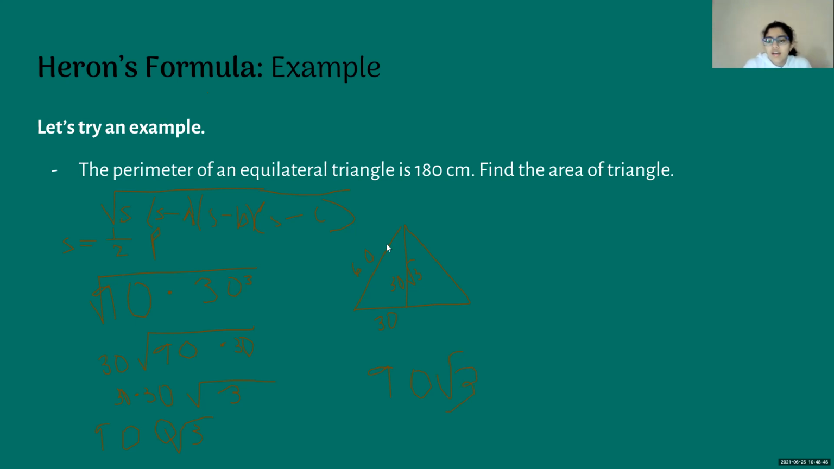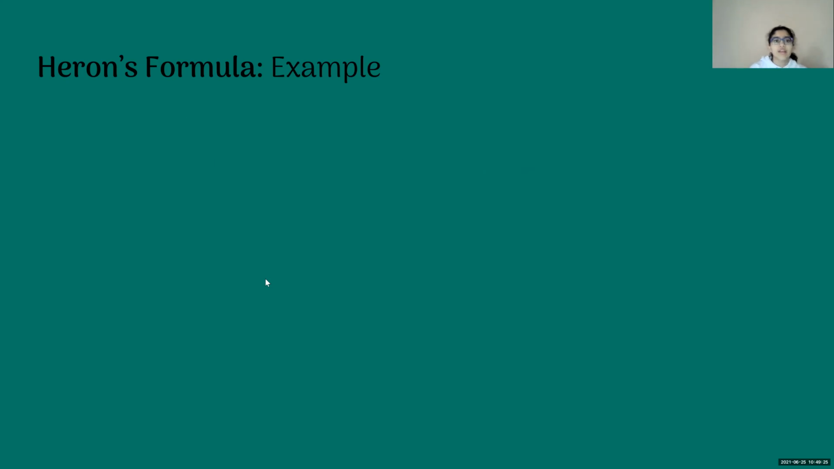So yes, the area would be 900 radical 3 using both ways, both Heron's formula and the actual equation. So it works for equilateral triangles, but Heron's formula also works for all triangles. Make sure you watch the videos so you actually know why. It would really help if you would watch the videos after class so you understand why it works. So the answer is 900 radical 3.